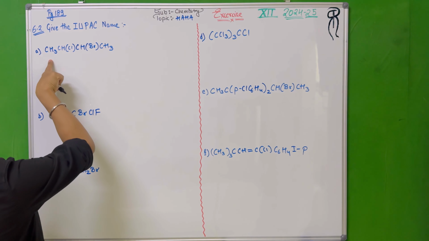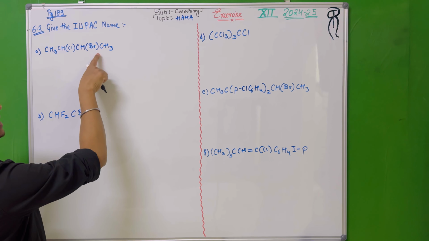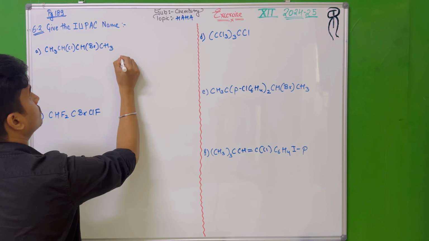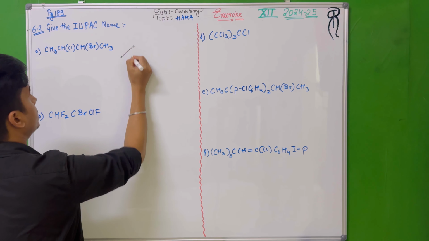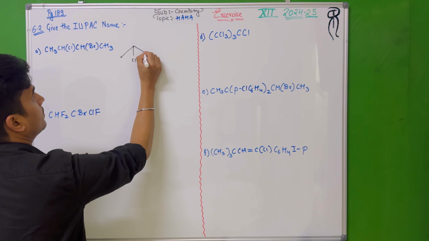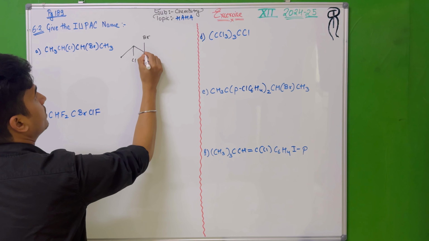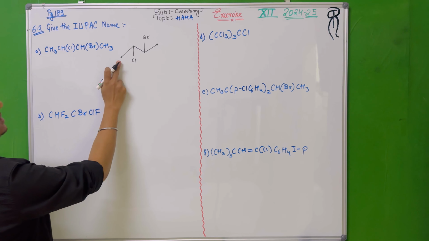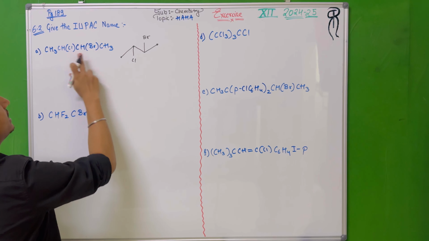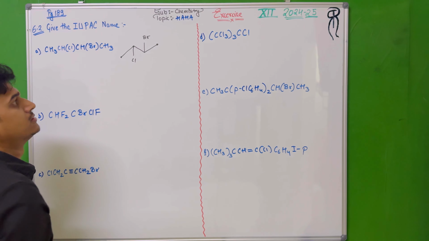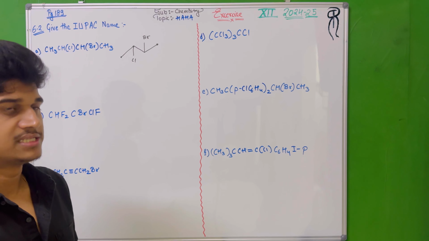The first structure is CH3, CH, Cl, CH, Br, CH3. What I'm going to do first is convert it into bond line form, so the job becomes easy. So CH3, CH with Cl, then CH with Br, then CH3. So this is the first structure. I hope the first structure is clear. Now let us name it.